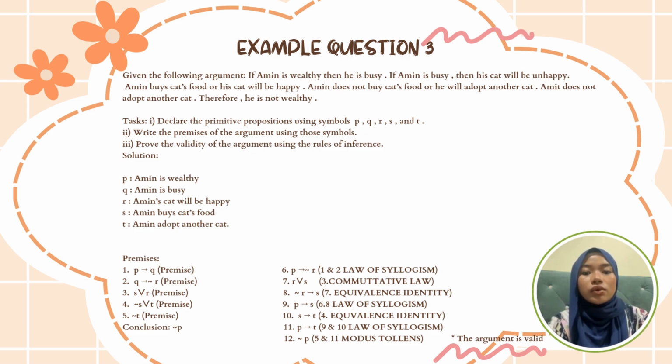For the last one, we get the conclusion as negation P by using modus tollens, using premise 5 and premise 11. So we conclude that the argument is valid.